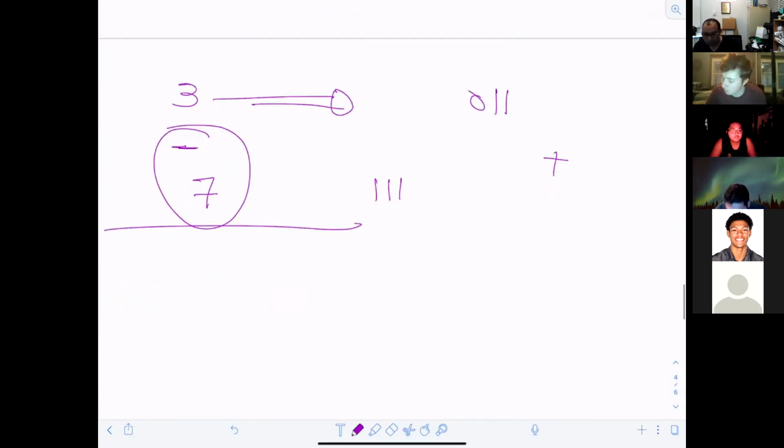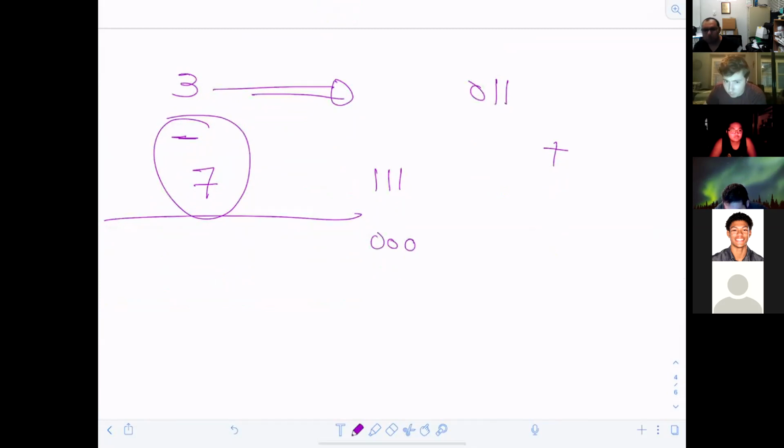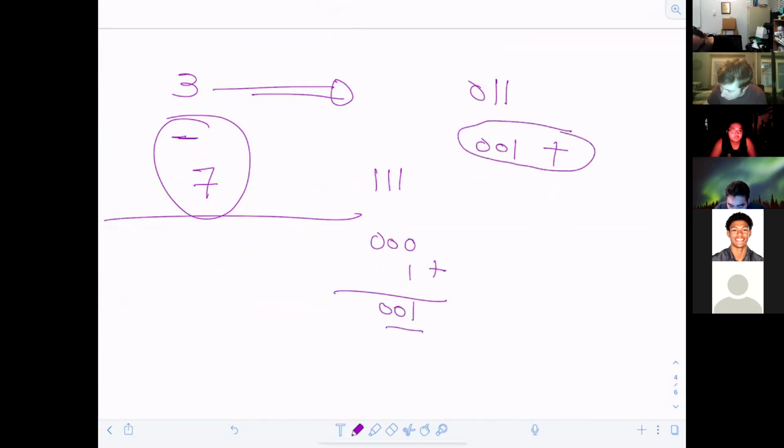I have to convert it to be 0, 0, 0. That's the 1's complement of it. Plus 1, so it's going to be 1, 0, 0. So 1, 0, 0. This one is replicating and removing this one. Do you agree?